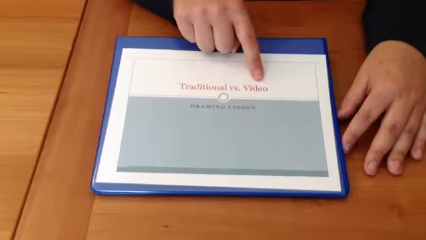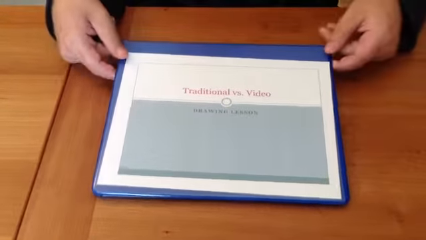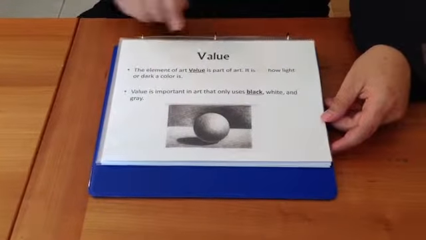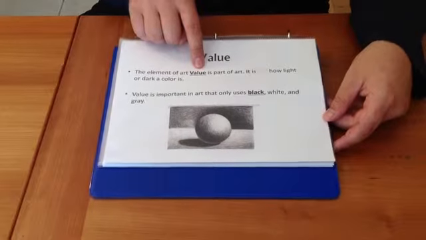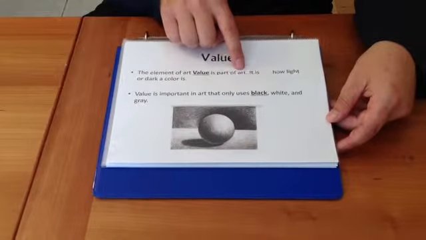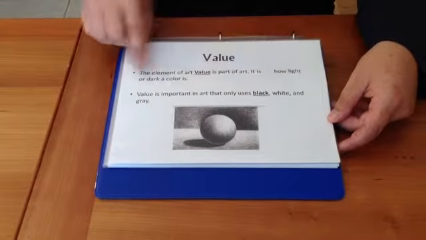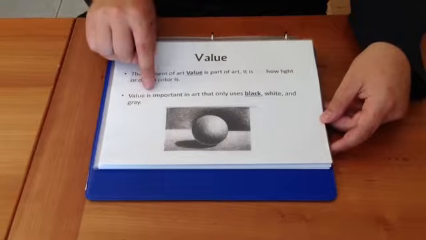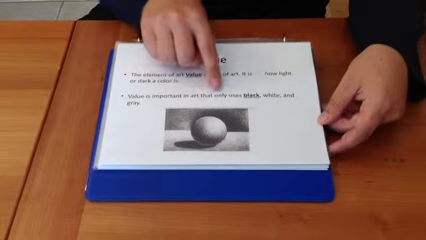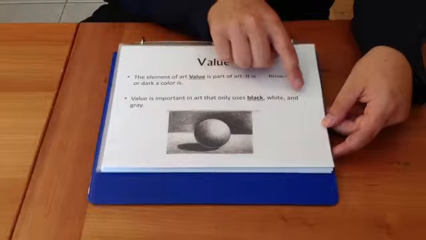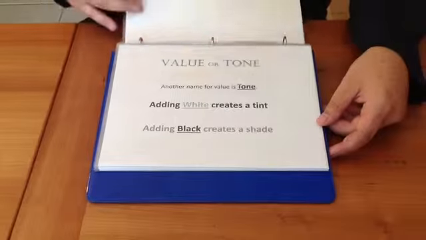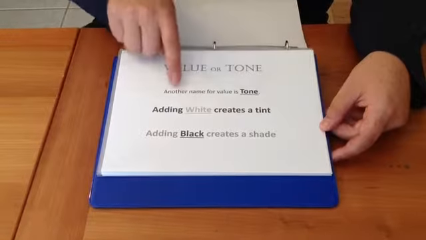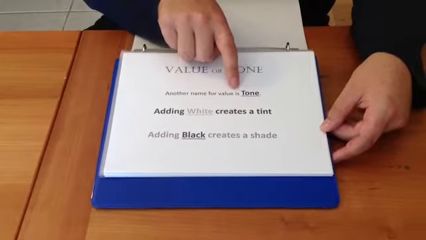Traditional verse video drawing lesson. Value. The element of art value is part of art. It is how light or dark a color is. Value is important in art that only uses black, white, and gray. Value or tone. Another name for value is tone.